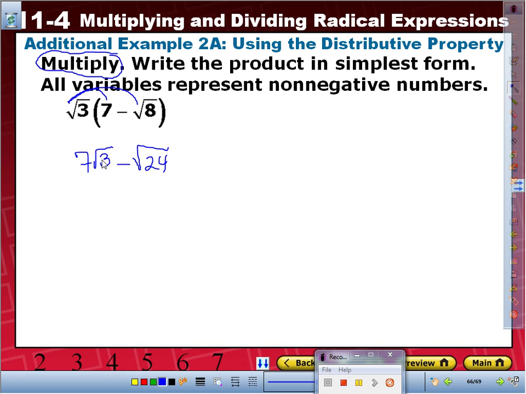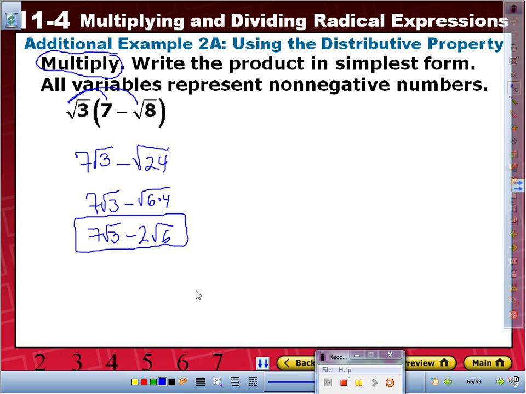Can I simplify this one anymore? No. I bring that down. Square root of 3 minus 24 becomes 6 times 4. What is square root of 4? 2. And we're left with square root 6. Bring down the negative. 7 square root 3. By looking at them, do we have like terms here? No. So we're done.